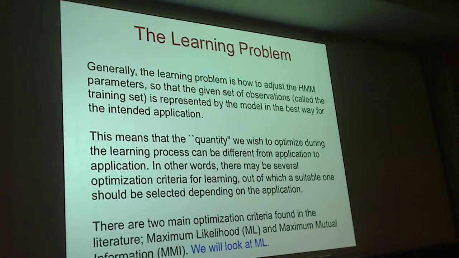So what is the quantity? Of course, what you wish to optimize is different for different use cases, depending on the application. Now, there are two main optimization criteria that are used to estimate parameter values from an input set, and that's maximum likelihood or maximum mutual information.